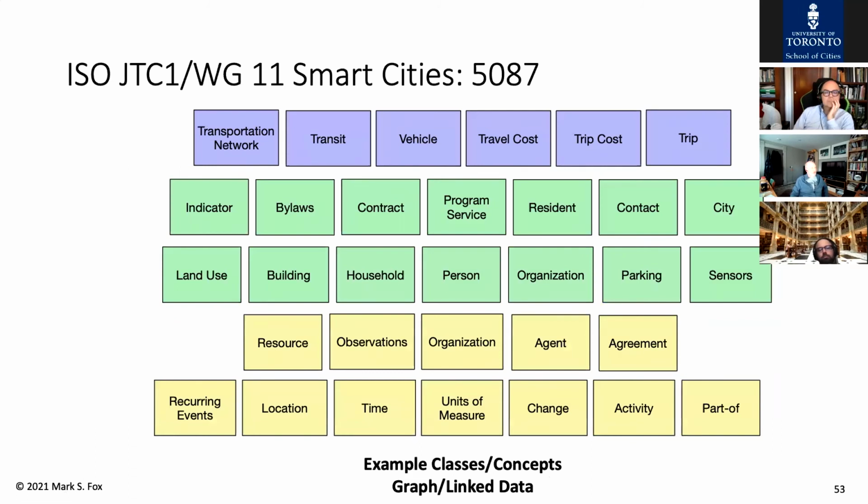These are the core concepts, ontology patterns that exist within 5087 part 1, as you see here. It's not only ontologies we've developed in our lab, but other ontologies that exist out there, such as time and units of measure, etc. Part 2 deals with indicators, bylaws, contracts, residency, sensors, parking, organization, person, etc. And part 3 deals with the transportation network, transit vehicles, travel costs, trip costs, trips, etc.